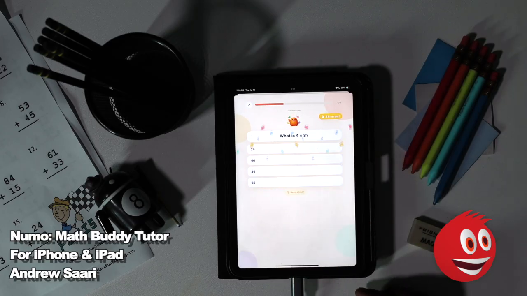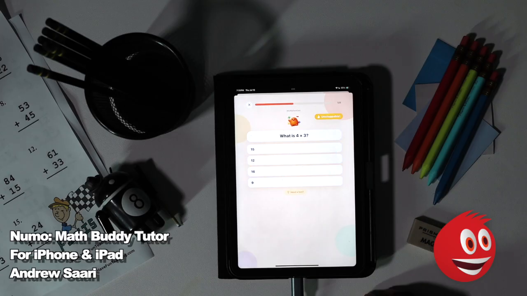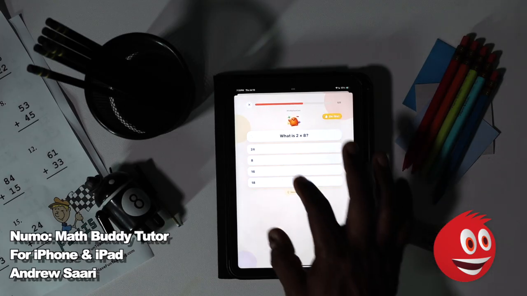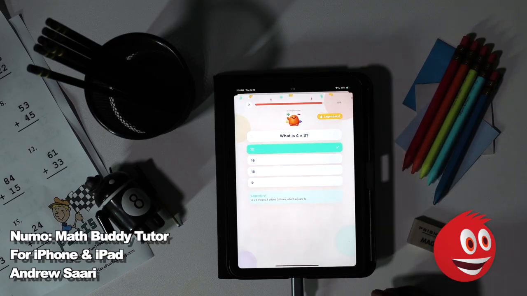There it is. Now, what is 4 times 8? And we know what the answer to that is. All right, let's go with that. All right, and it's giving you way more. What is 4 times 3? These are all multiplication problems. What is 2 times 8? There we go. What is 6 times 9? All right, so you can have your child focus on just one aspect of mathematics. And there we go. What is 4 times 3?